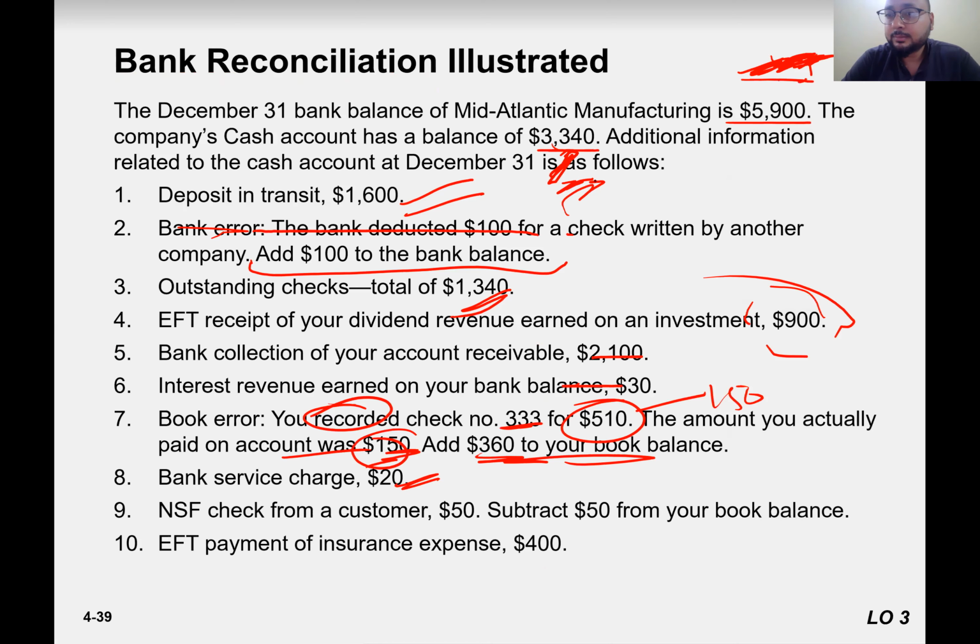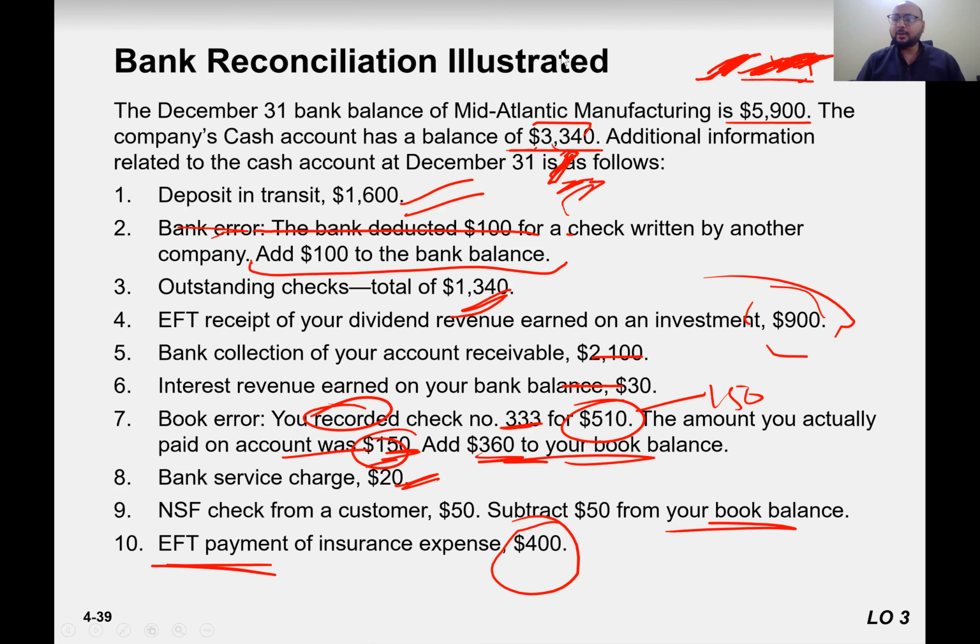Non-sufficient funds. When you receive the check, you increase your cash, but the bank tells you that this check is NSF, non-sufficient funds, bounced. So you deduct it, right? EFT payments, electronic funds transfer payment, 400. The bank transferred on your behalf. You are notified. It means the bank's 5,900 already had this, but our book balance doesn't have it. So we deduct it from our book side.